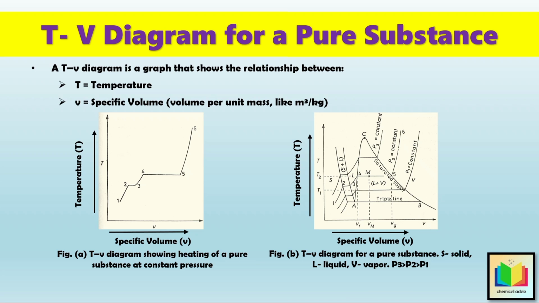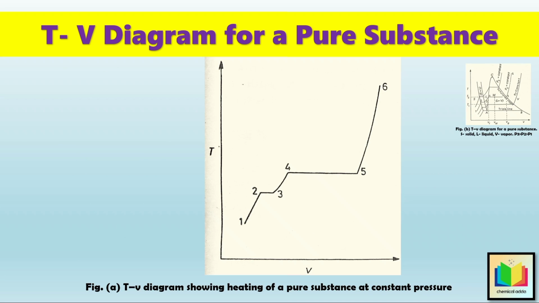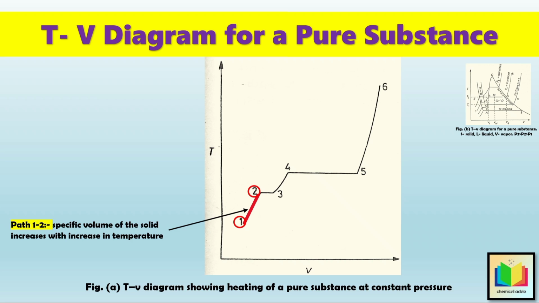So, first let's understand figure A of the TV diagram, which shows heating of a pure substance at constant pressure. For that, let's consider a solid substance at a given temperature. So, when energy is transferred as heat to the solid substance at constant pressure, the solid expands, and the specific volume of the solid increases with an increase in temperature. So during this heating, the specific volume of the solid increases with an increase in temperature, and hence the path followed by the system during this heating is represented by line 1 to 2.